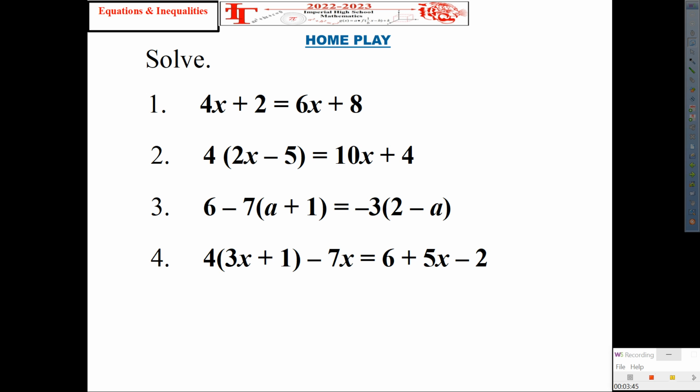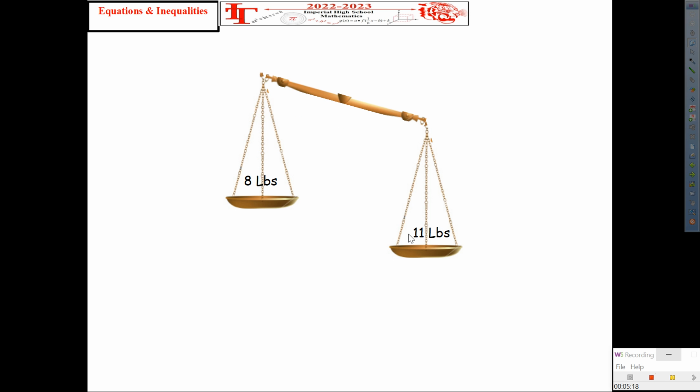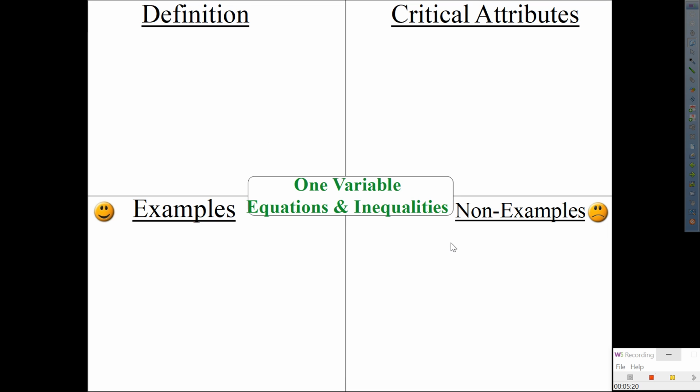But let me remind you really quick where we started last week. Last week I introduced equations and inequalities using a scale, is that correct? And we said that when it's balanced, that means that they are equal. If it's not balanced, they are not equal. And that's where we got our definition for one variable equations and inequalities. So, in our Frayer model, one variable equations and inequalities, here goes the definition again. Two expressions equal or not equal to each other that contain one variable.